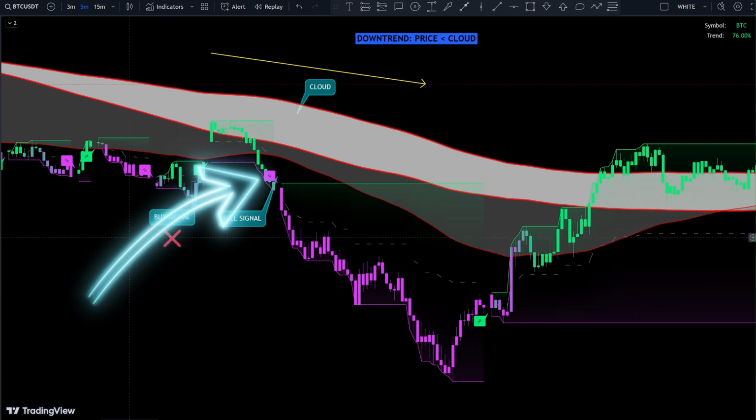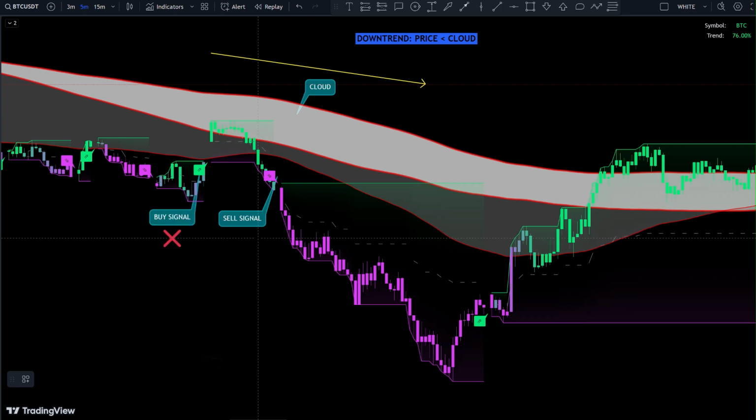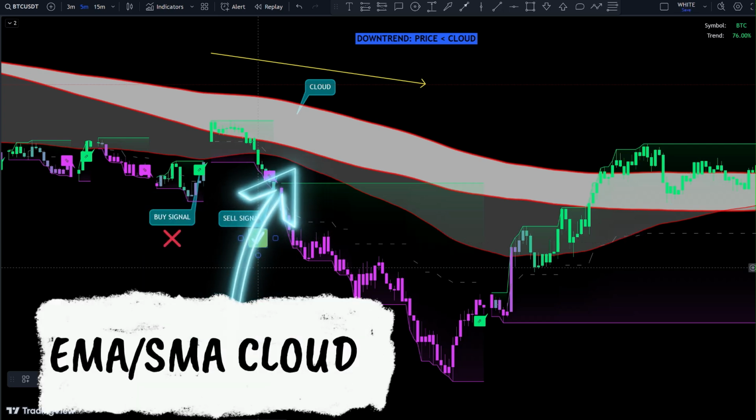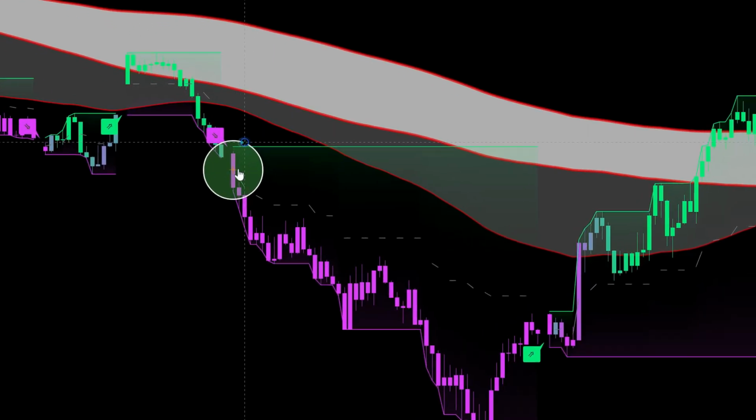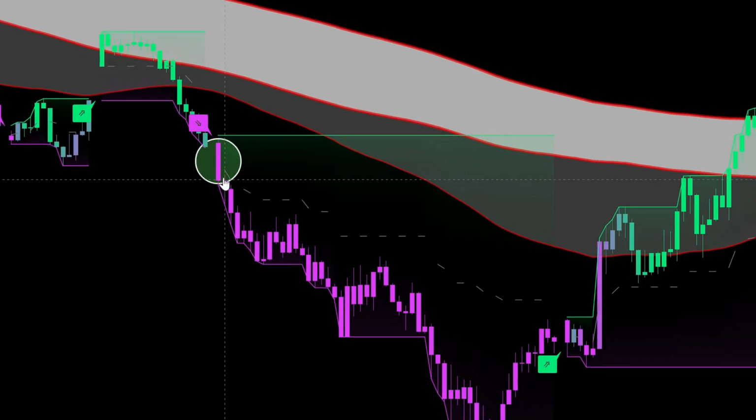Now, if you see a sell signal from the trend levels, the price breaks below the bands, and the price is also below the EMA SMA cloud, that's where we get excited. That confirms the sell signal, giving us a much higher probability trade. So, in that scenario, we could consider entering a short position.